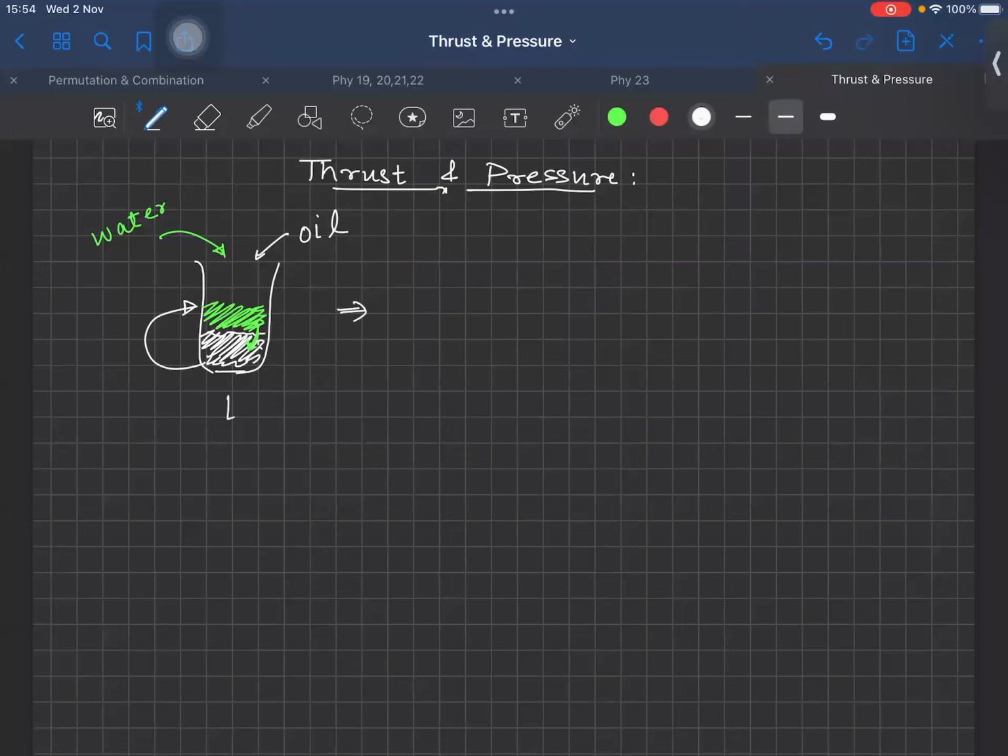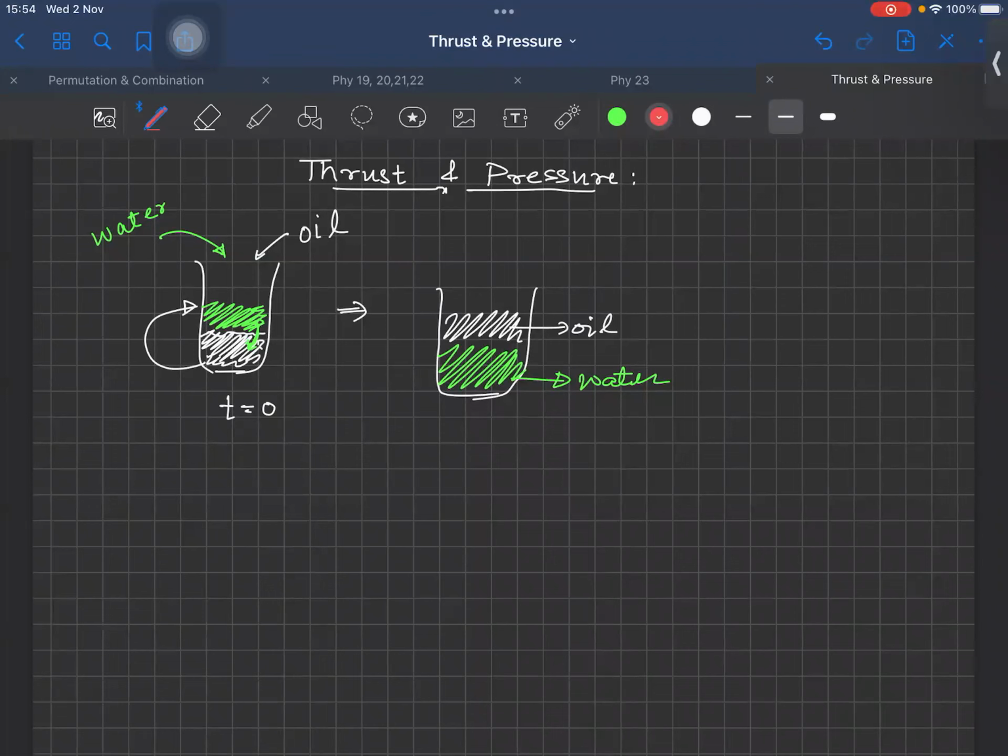Let's say this is t equal to 0, and after some time in the beaker you'll see that the water has settled at the bottom, and on the top surface you have oil. So oil will be here, and this will be water. First you are pouring oil, then you are pouring water, but ultimately oil will always float on water. What's the reason behind this? We need to understand that part.